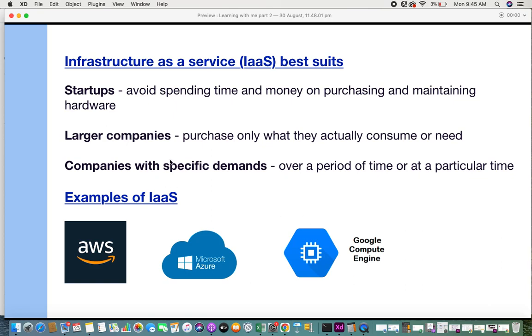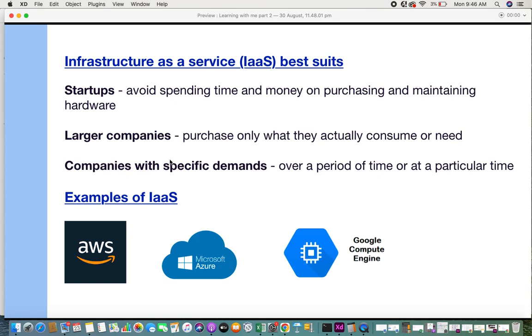Also, larger companies purchase only what they actually consume or need. Sometimes larger companies have a customer base or market demand that varies from time to time. During holiday periods, for example, their products might be highly used. Or let's say tax filing, where there is a particular period when a company might face heavy traffic, so they definitely need some extra resources. During that time, large companies also make use of infrastructure as a service.